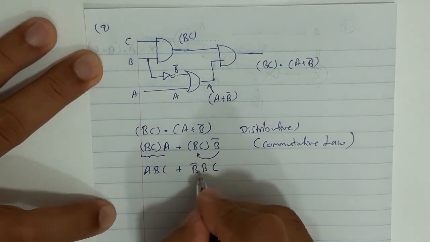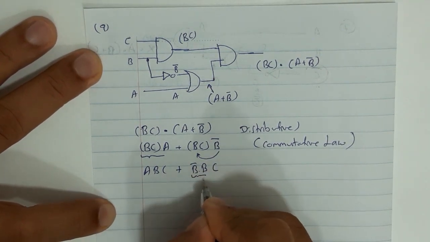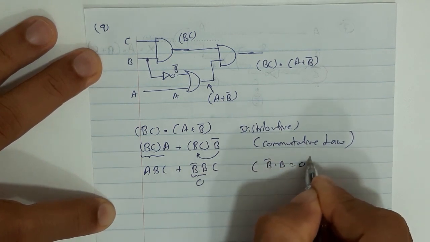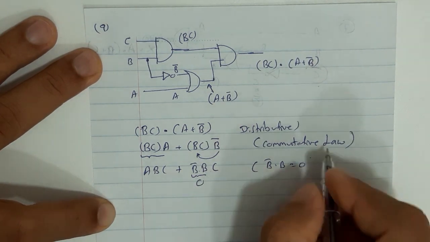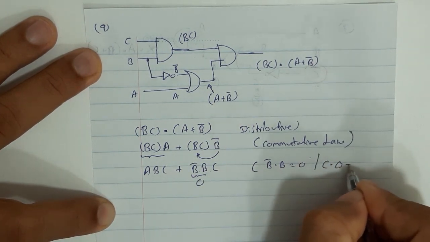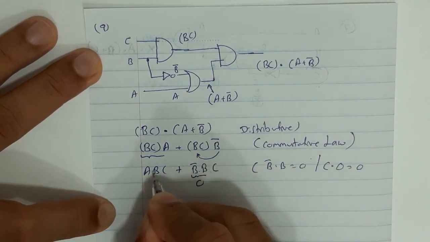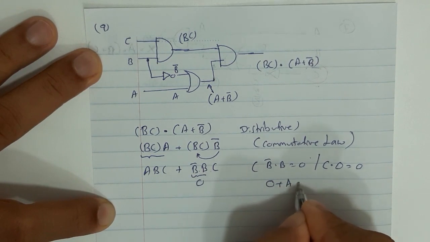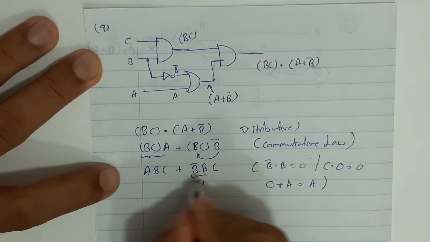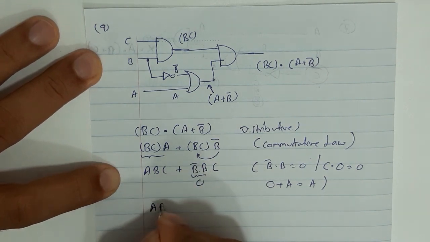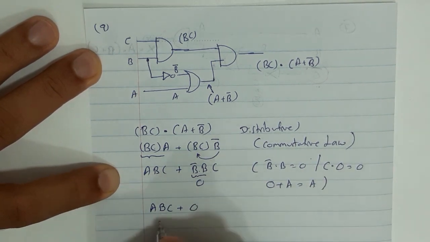Now you know what will be the result. When you have B dot B bar, this turns into 0. That's a rule. Then I can say B bar dot B goes for 0. Then 0 dot C, C dot 0, will be 0. So this full part will be 0. 0 plus something, 0 plus A will be A. Then my final answer is this full segment will be cancelled and only this part will be the remainder. Then the answer is ABC plus 0. So 0 plus A will be A. That means ABC is my final answer.